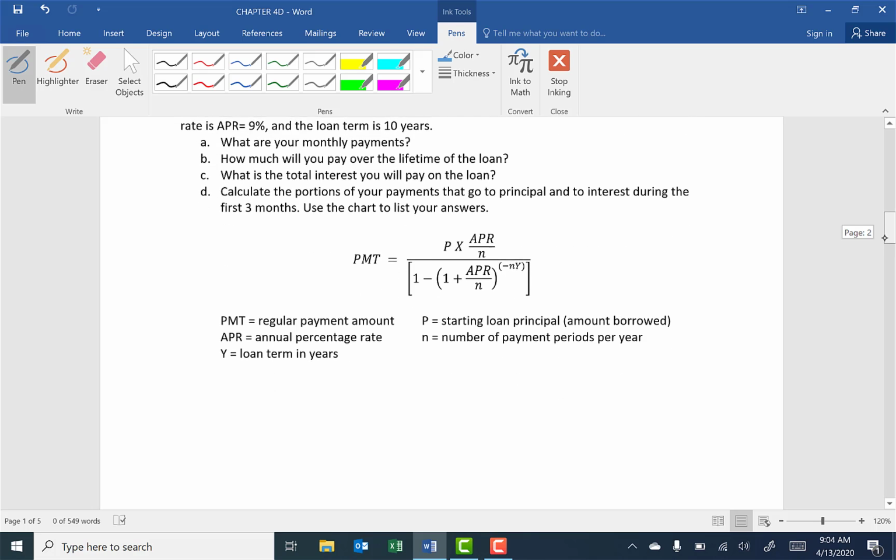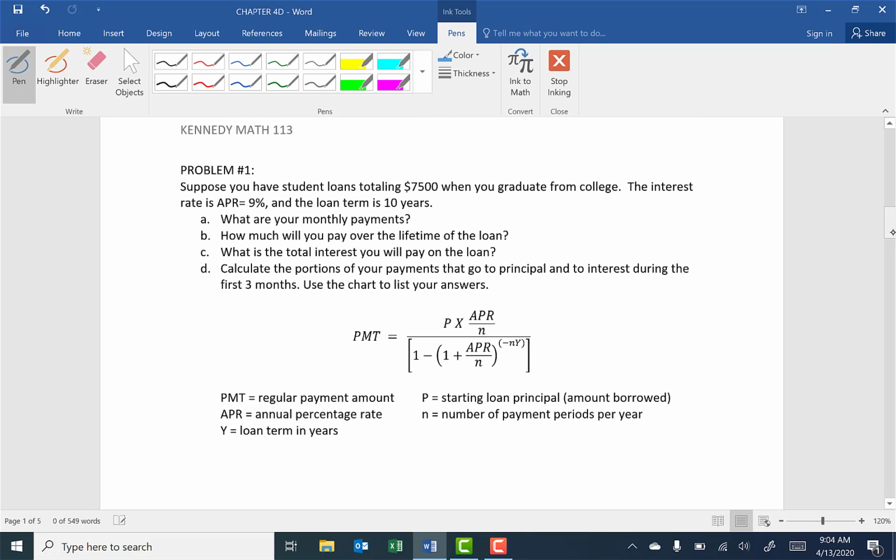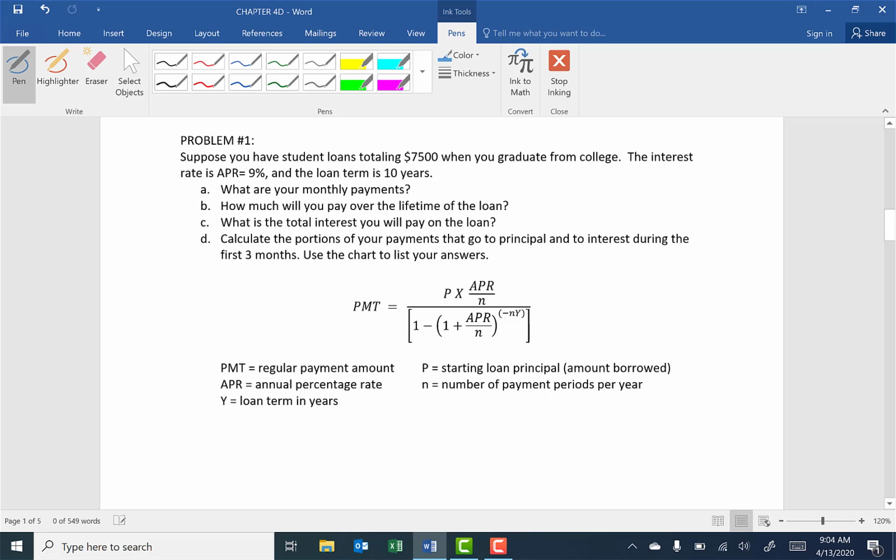Problem number 1. This is a very long problem. It's going to take you a while. Suppose you have student loans totaling $7,500. It sounds just like what we have when you graduate from college. The interest rate is APR 9% and the loan term is 10 years. A, what are your monthly payments? B, how much will you pay over the lifetime of the loan? So over the whole 10 years, what do you actually pay back?